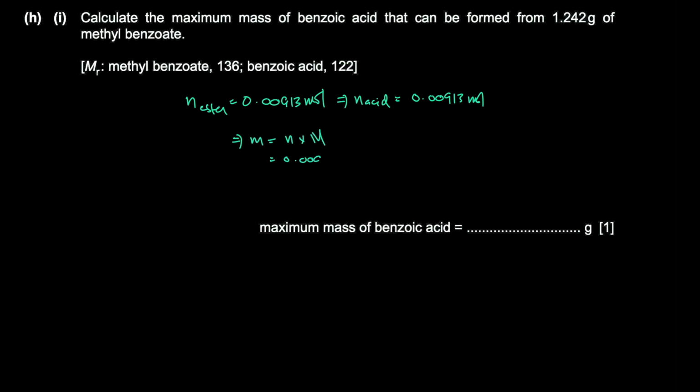So that's 0.00913 times 122, that's the MR of the acid. And that would give us a maximum mass of 1.11 grams. The maximum mass of benzoic acid is 1.11 grams.